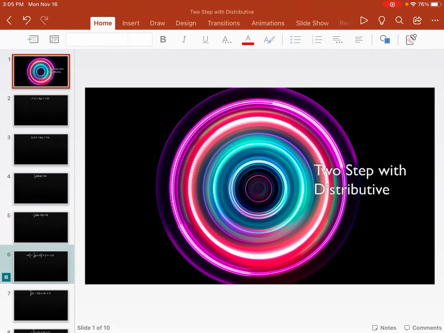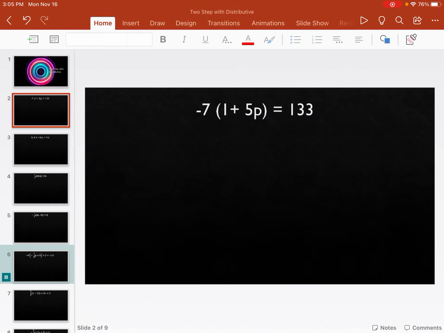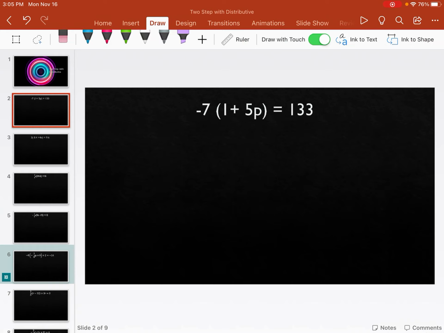Hey guys, we are doing two-step equations with distributive property in them. So let's look at slide 2. There are two different ways we can do this. You can actually distribute the number. Sometimes that's actually easier, but we can also do something called clearing it out. So I'm going to show you that first.